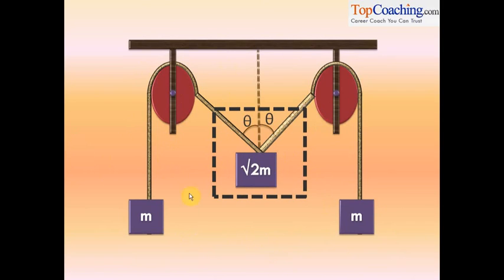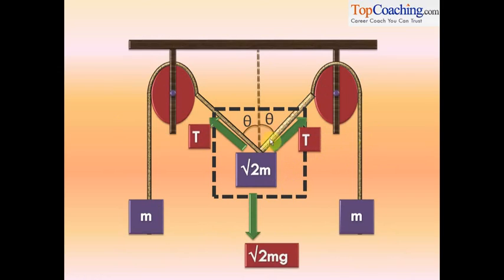Let's consider this portion in the middle, the mass square root of 2 into m. Let's write the free body diagram of this mass here. If you consider carefully, you will see that a tension T acts here along the string at an angle theta to the vertical. A tension T again acts at an angle theta to the vertical on this mass root 2m. Since there are two strings here, you can say that the tension will be T.